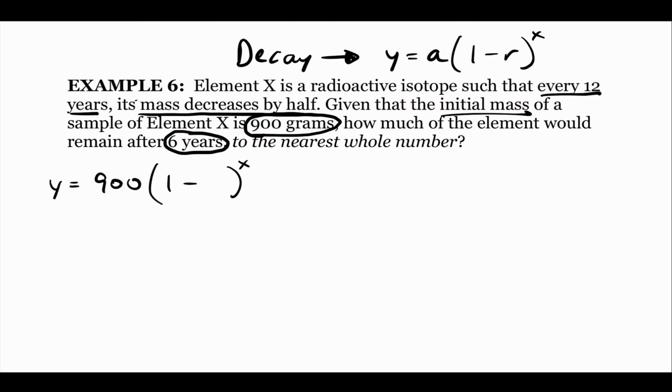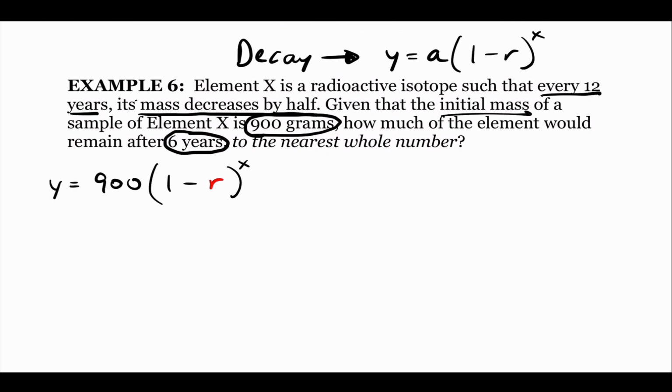do we know what the rate is? That's half every 12 years, right? We don't know what it is every year, though. So we don't know what R is. If I had R, I could just plug in 6 and it'd be done with it. But I don't have R. So I need to find R first. So what am I going to do to solve that?